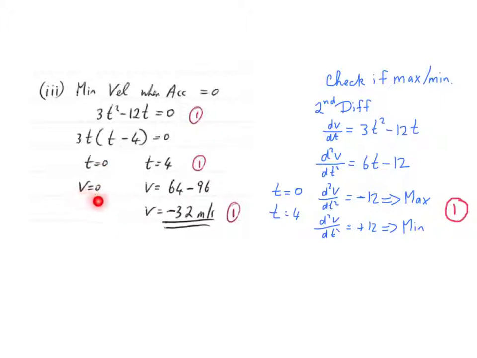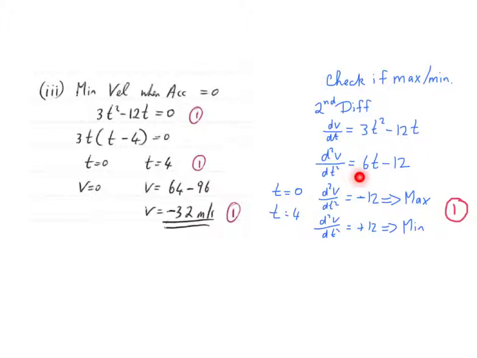When t is 0, the velocity is 0. When t is 4, the velocity is minus 32 meters per second. You must check from our C1 if it is max or min. So find the second differential. When we differentiate the velocity, we get the acceleration, so that's 3t squared minus 12t.